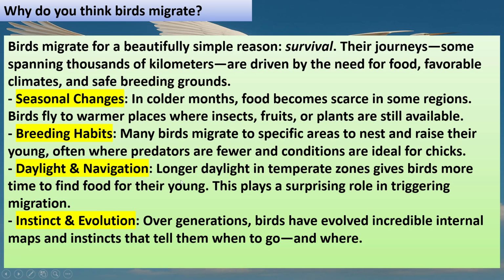Daylight and navigation. Longer daylight in temperate zones gives birds more time to find food for their young. This plays a surprising role in triggering migration. Instinct and evolution. Over generations, birds have evolved incredible internal maps and instincts that tell them when to go and where.